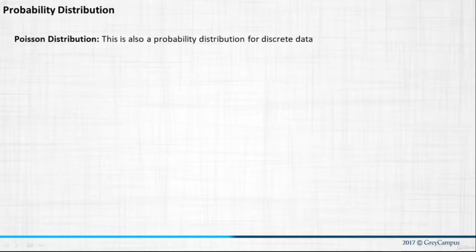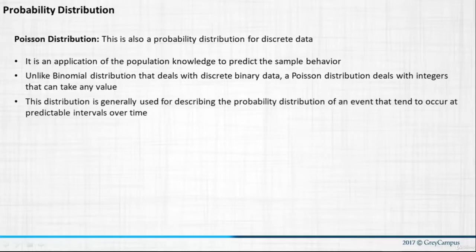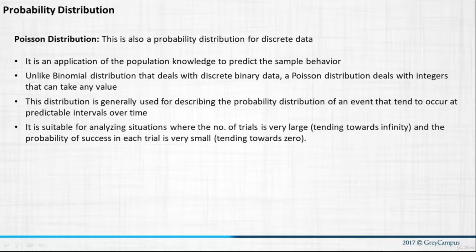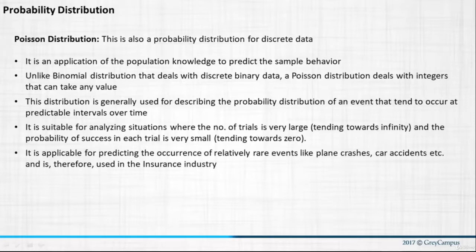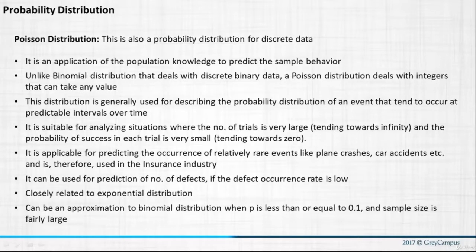The Poisson distribution is another distribution that I mentioned in the previous phase. It is dealing with attribute data, but with discrete integers. The Poisson distribution works best when the sample size is fairly large.